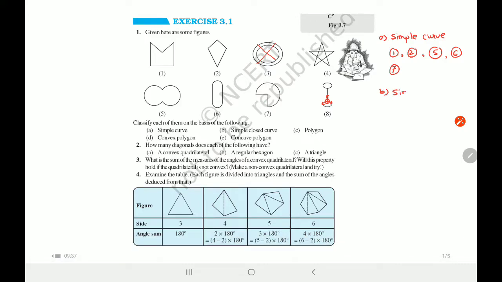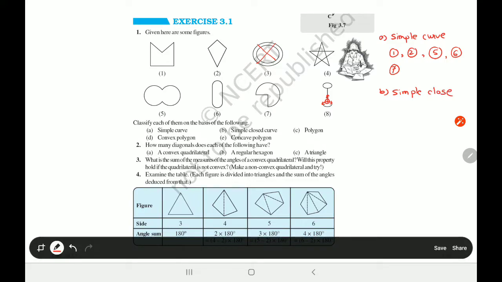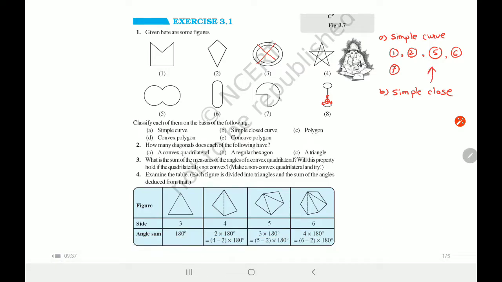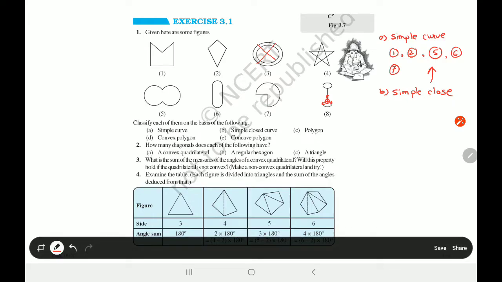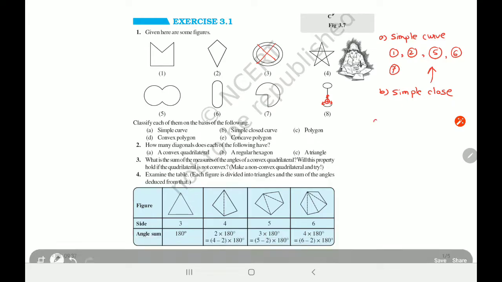Second, B. Simple closed curve. So it's simple and closed. Of course, all of the simple curves I wrote are simple and closed curves. So same thing, all are closed, that's why. So it's the same.